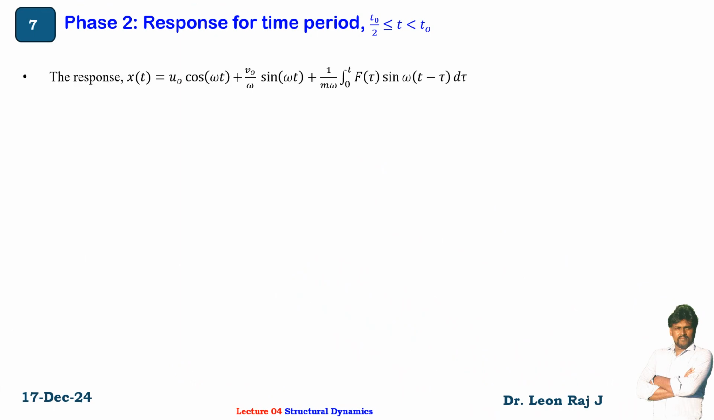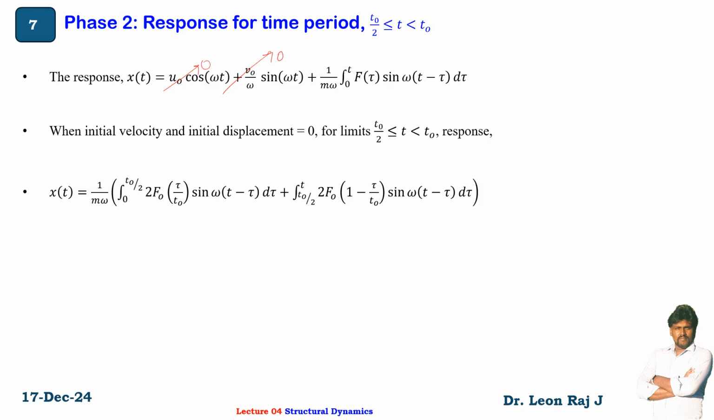So your total response is u0 cos omega t plus v0 by omega sin omega t plus 1 by m omega integral 0 to t f of tau sin omega t minus tau into d tau. So here your initial displacement is equal to 0, initial velocity equal to 0. So your response further simplifies to 1 by m omega integral 0 to t f of tau sin omega t minus tau into d tau.